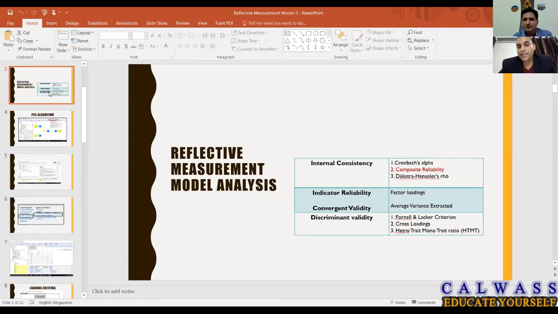So discriminant validity tells us that your variables are distinct. They are not measuring the same construct, right? If we are unable to establish discriminant validity, we have to delete one variable. We cannot keep two similar variables. So that is the purpose of discriminant validity.